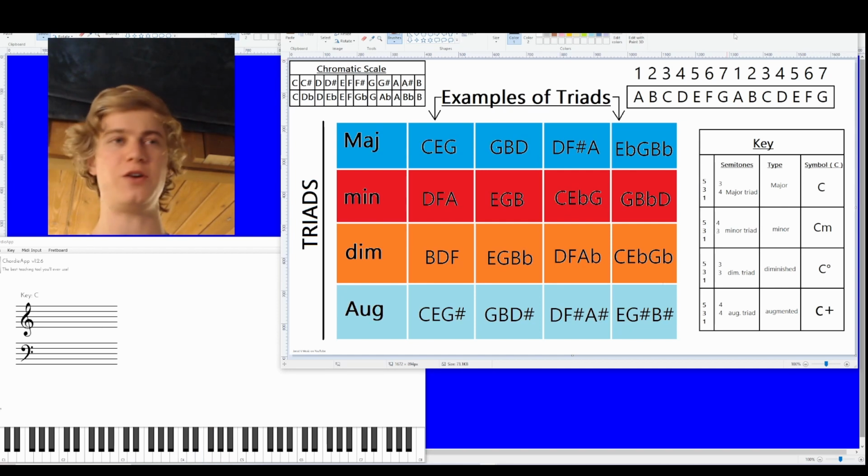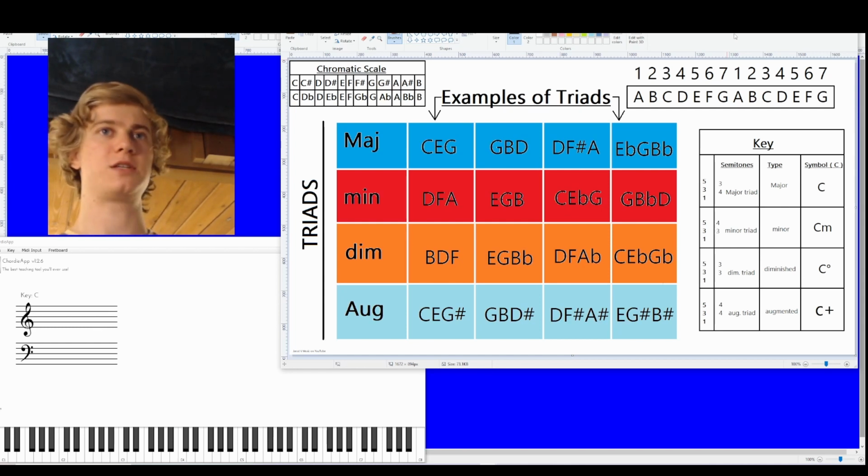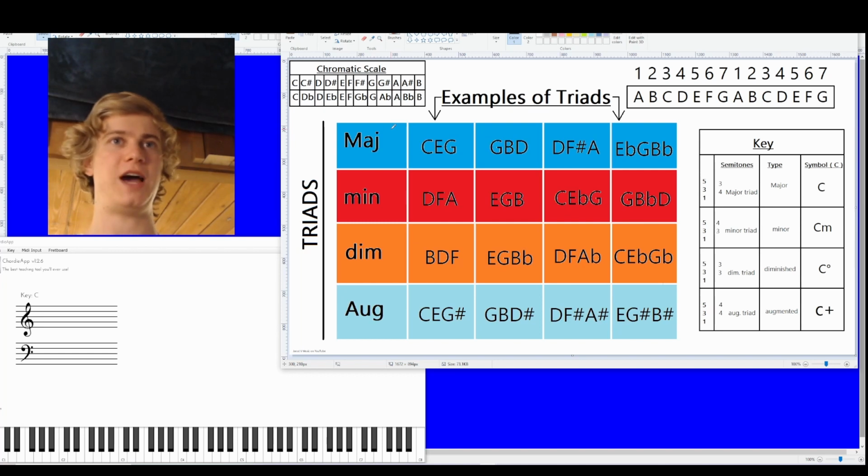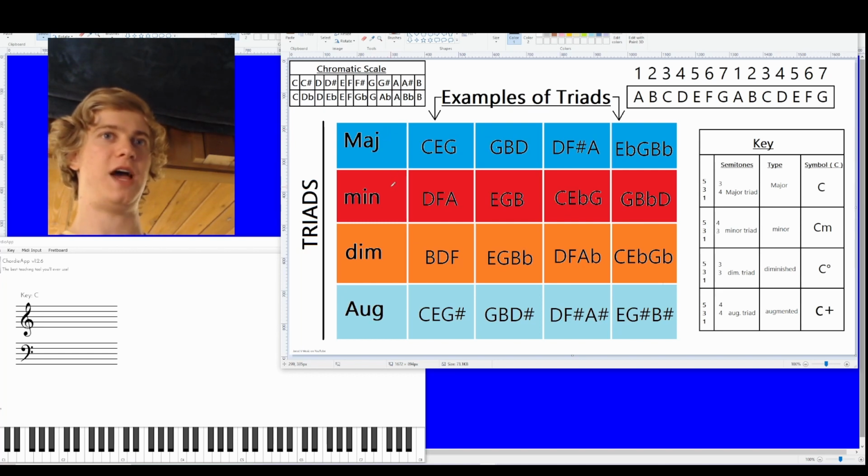Throughout this video, I'm going to go over stuff here on the left side on the piano, and I'm going to explain what I'm doing, but I made this picture over here on the right to help you out. First of all, we have examples of triads, and in dark blue, we have the major, in red, we have the minor, in orange, we have the diminished, and in light blue, we have the augmented. Over here, we have different chords that all fit into the category that they're with.